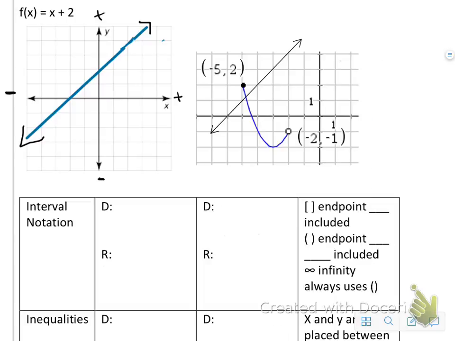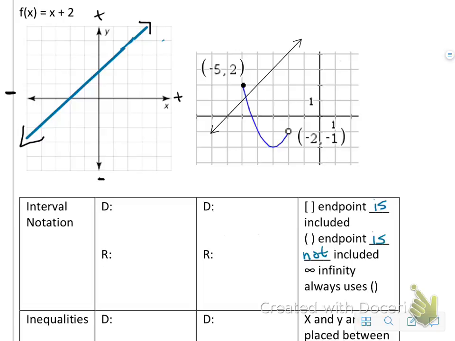Well, first, we have to deal with intervals. And you might not have dealt with intervals a lot before, but it's really a very simple way to write it. You always go from one number, a comma, and then the next number. And you signify included and not included with parentheses or brackets. If you have a bracket, the endpoint is included. If it's parentheses, the endpoint is not included.